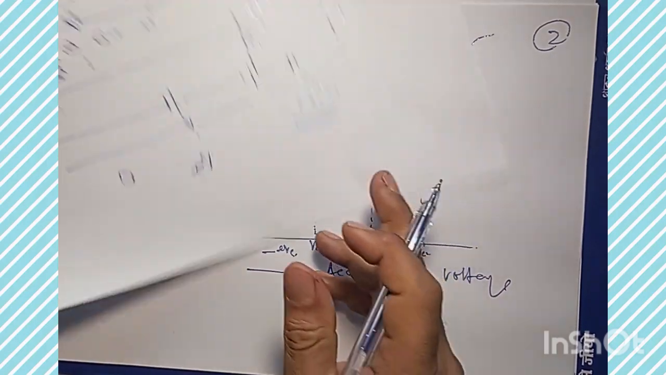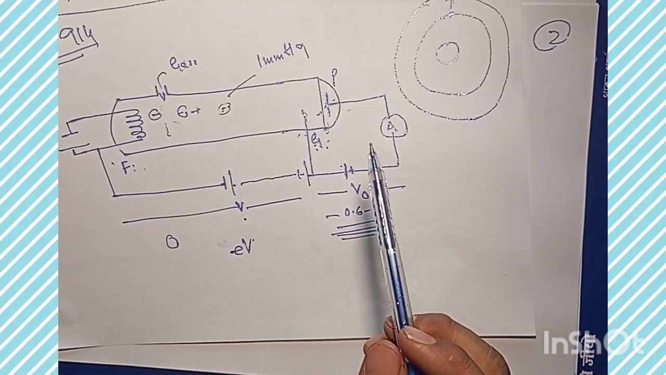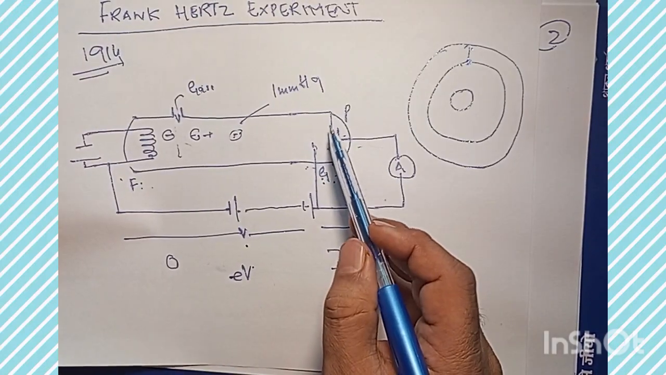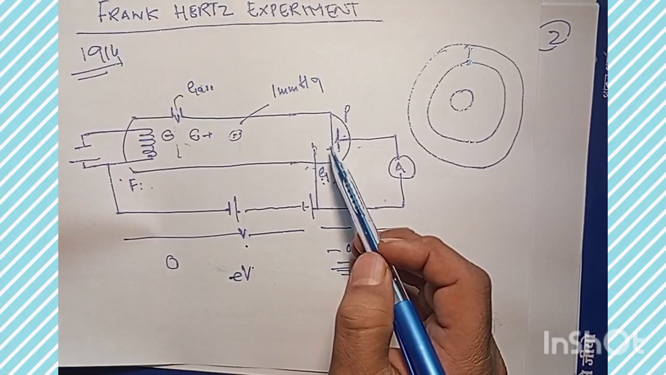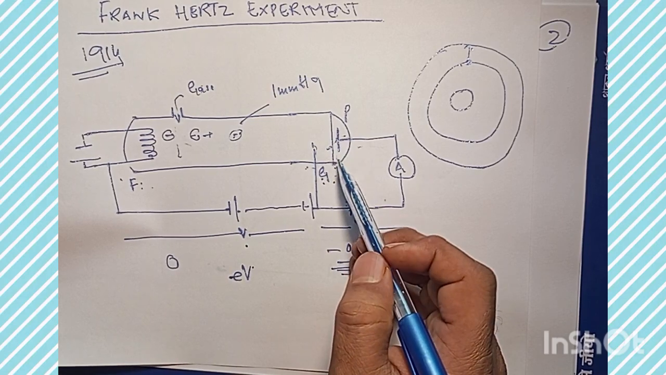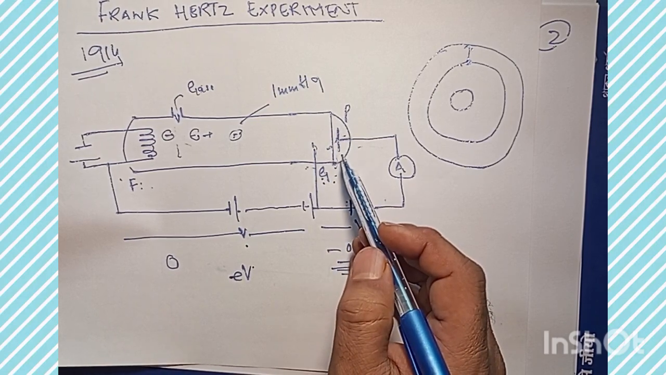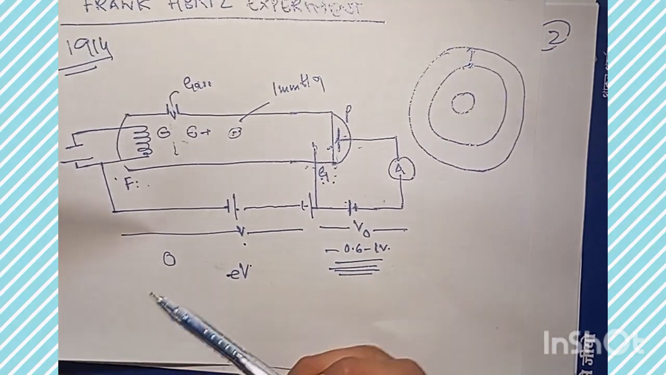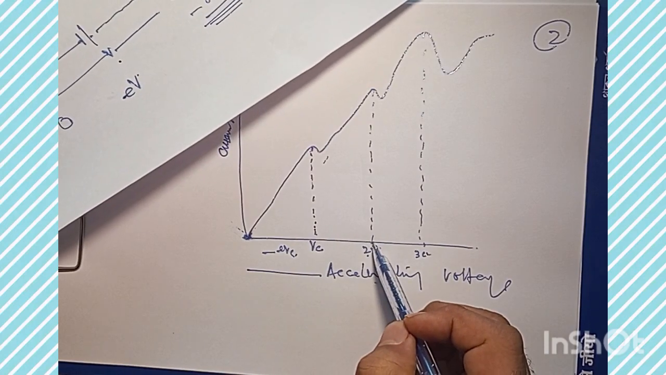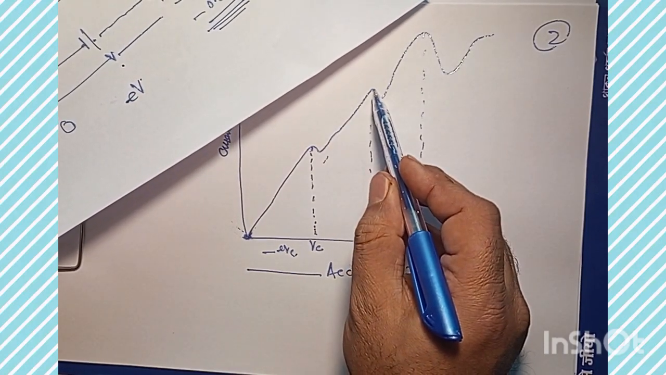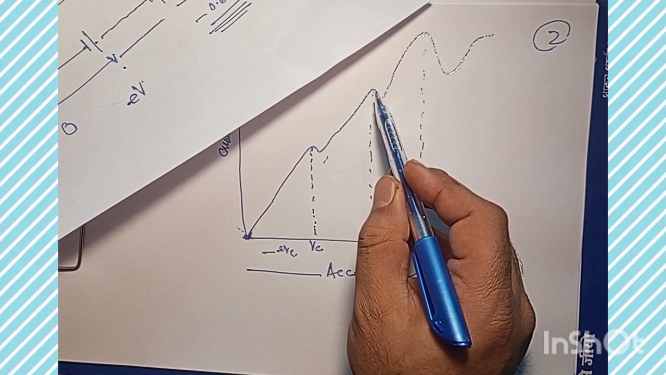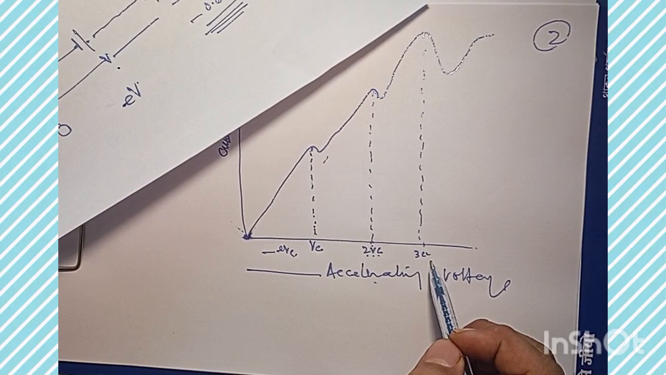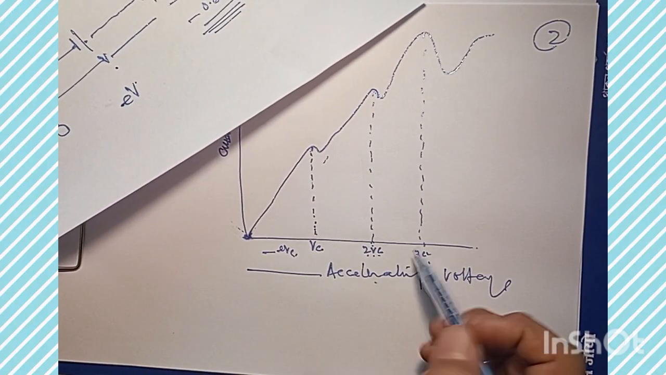When V becomes equal to twice Vc, a second inelastic collision occurs near the grid, and the current drops again. Thus, the second peak gives us 2Vc, where we have this small dip in the current. This process keeps on repeating for 3Vc and so on and so forth.